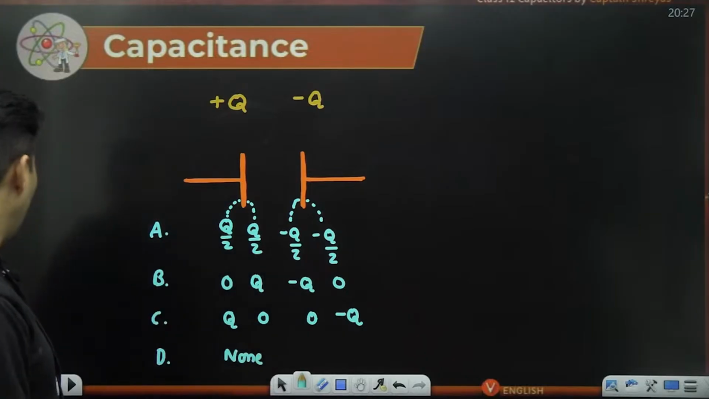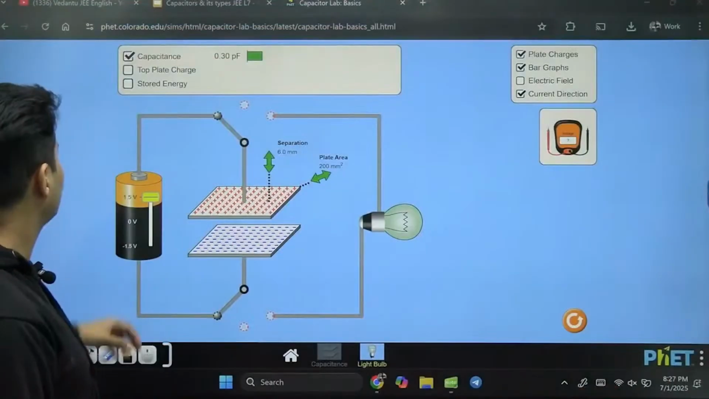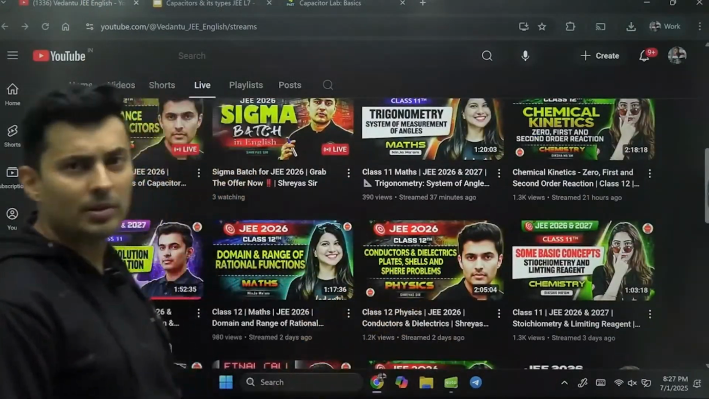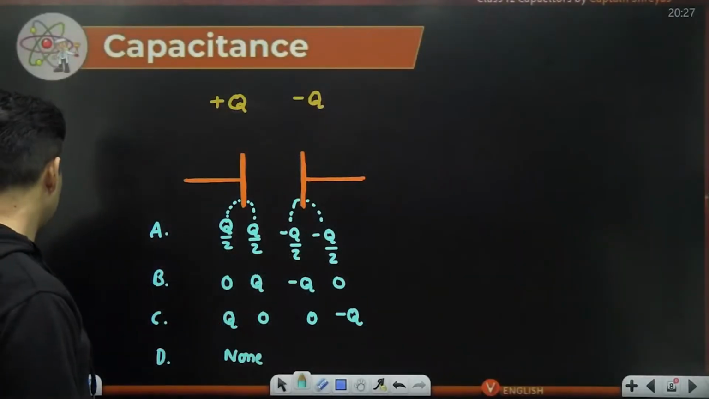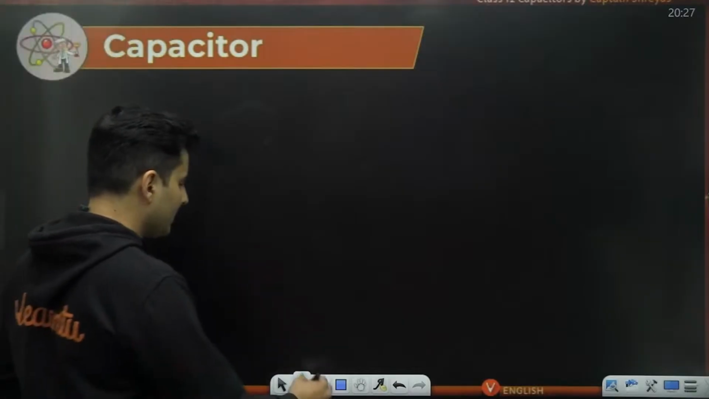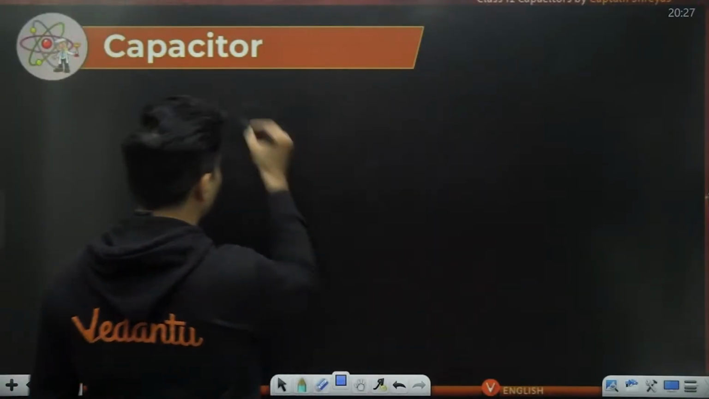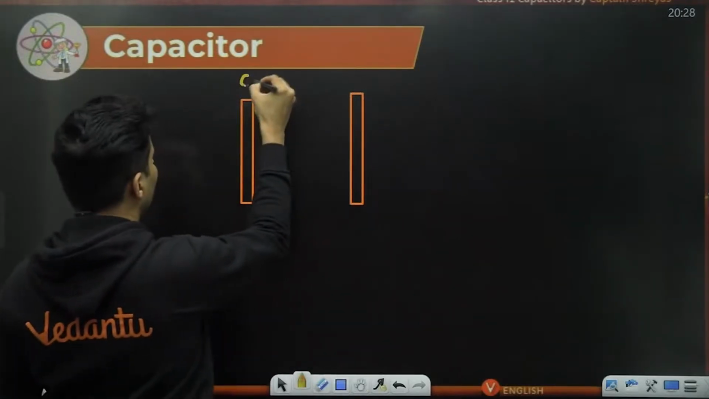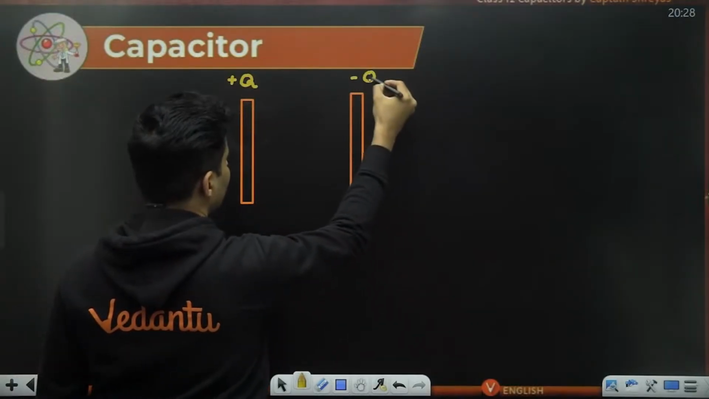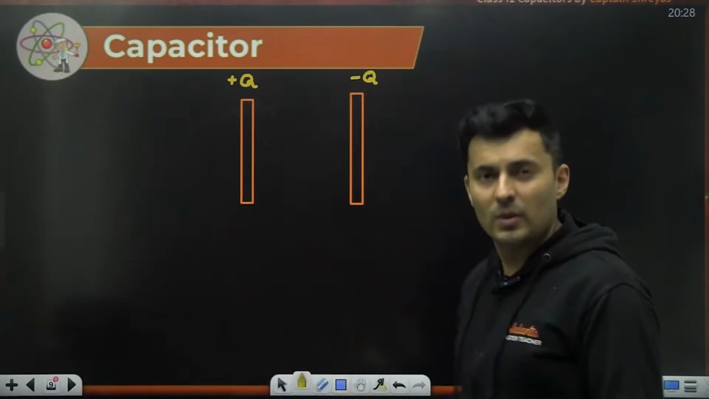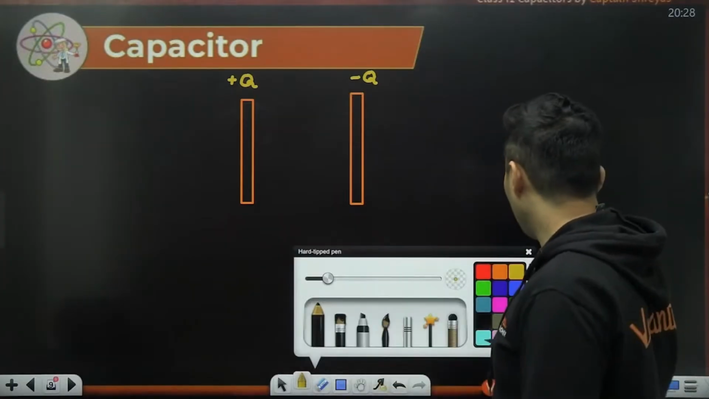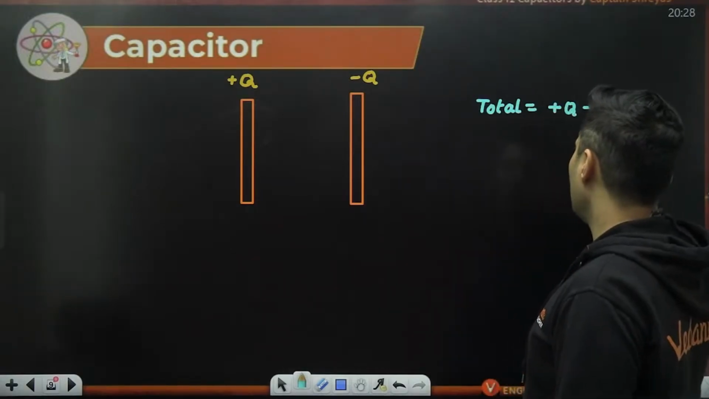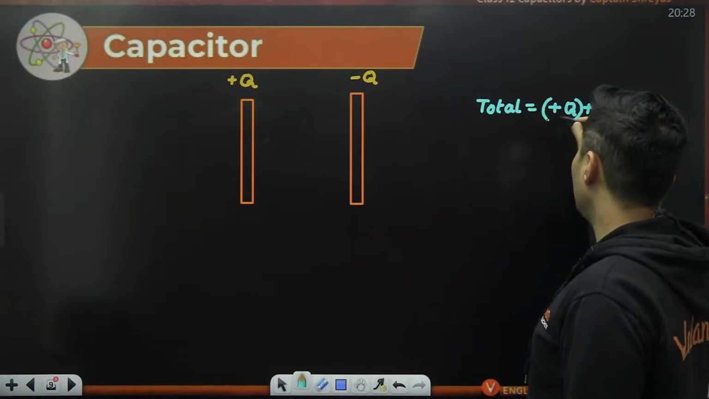I have taught you how plates work when charged in the lecture on conductors, dielectrics, plates, shells, sphere problems. If you have attended that class, this shouldn't be such a big issue at all. See guys, if you take this plate over here and this another plate over here, and I tell you the total charge on this plate is positive Q and this plate is minus Q. I have told you this before. To figure out the distribution of the charges, first figure out the total charge. And the total charge over here is positive Q plus negative Q, so it will be basically 0.